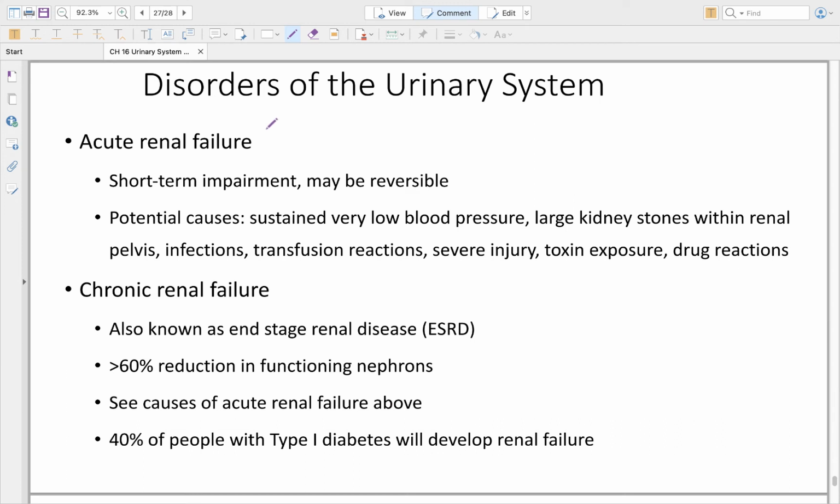All right, let's talk about some basic disorders of the urinary system. Acute renal failure. Fortunately, this is temporary. It's reversible. It can happen from low blood pressure, kidney stones, an infection in the renal pelvis, toxins, or a drug reaction. This is solvable. The problems come when it's chronic renal failure. This is when more than 60% of a person's nephrons are not working properly, and ultimately they're going to need dialysis or a kidney transplant, depending on how bad it is.